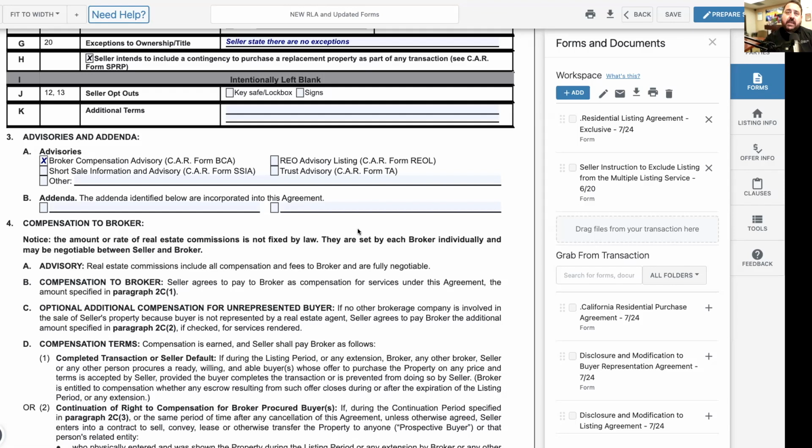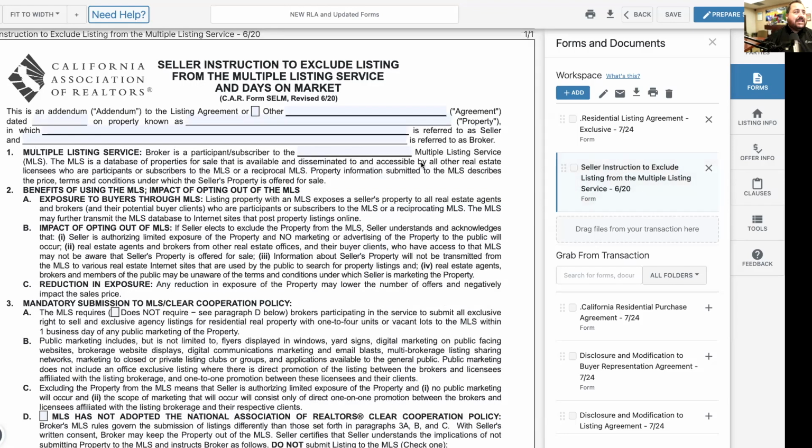Registered is basically when we're keeping the property off the market. But in order to do that, to register a listing, I have to use a form called the seller's instruction to exclude listing from the multiple listing service and days on market. So when you register your listings, that doesn't count days on market. In the previous listing agreement, in the previous RLA, there was a section, paragraph 7D, that you could reference all of this in. If you hadn't done that and then the seller, say, changed their mind and wanted to exclude it, you could use this form, okay? But now we've gone back to it.